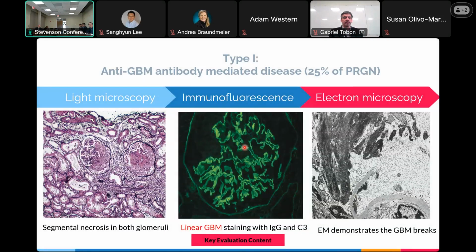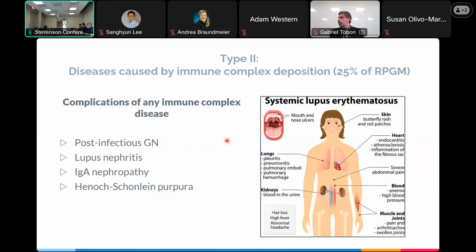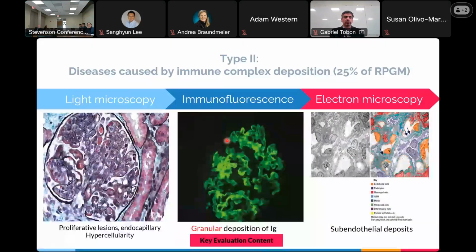But here, for example, we have the first difference between type 1, type 2, and type 3, which is the immunofluorescence. So it's another important strategy, trying to highlight the main differences between the diagnoses. Here, for example, we have a linear deposition in type 1. For type 2, that is mediated by immune complexes, we have a granular deposition because it's different. It's an immune complex that is circulating.